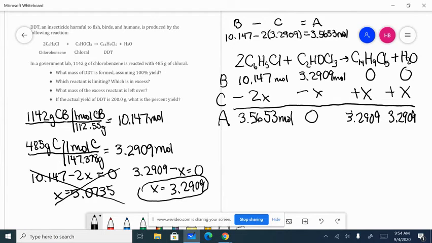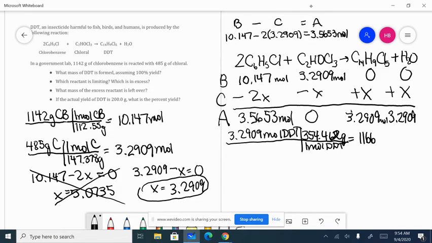What mass of DDT is formed? So this is moles because it's in the BCA chart. So let's do 3.2909 moles of DDT, and we're going to multiply it by the molar mass, which is simply adding up all of those elements in here: 14 carbons, 9 hydrogens, and 5 chlorines from the periodic table of the elements to get 354.462 grams per mole. Multiply that out. My calculator is going to tell me 1166.498996.